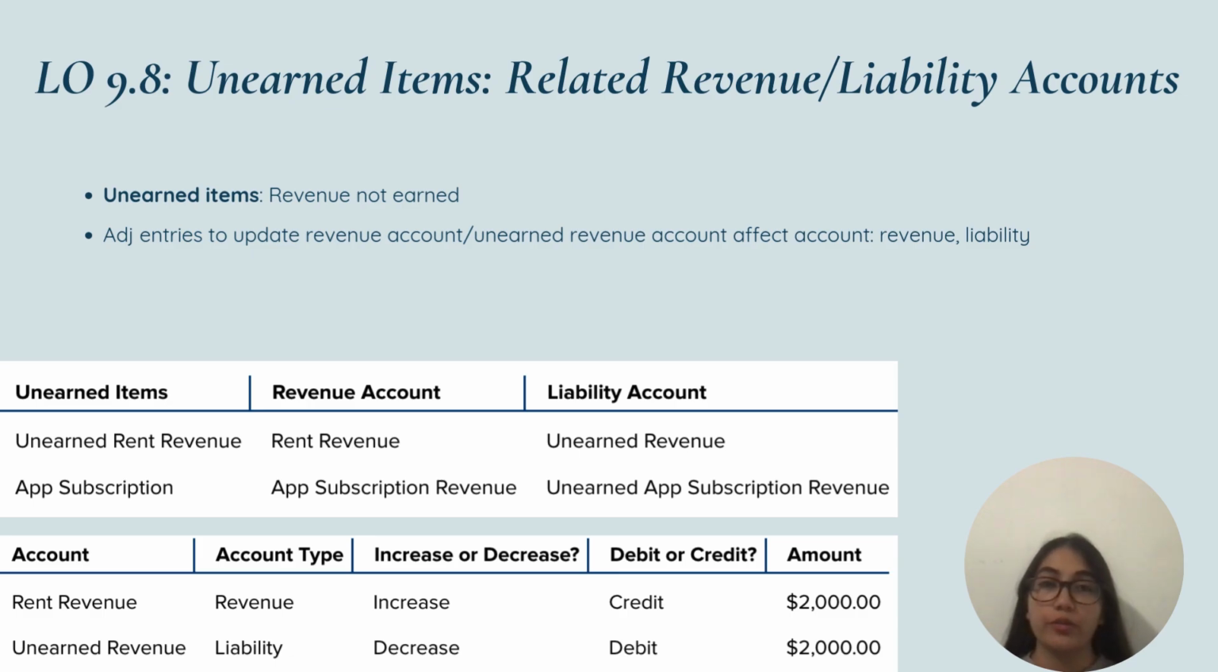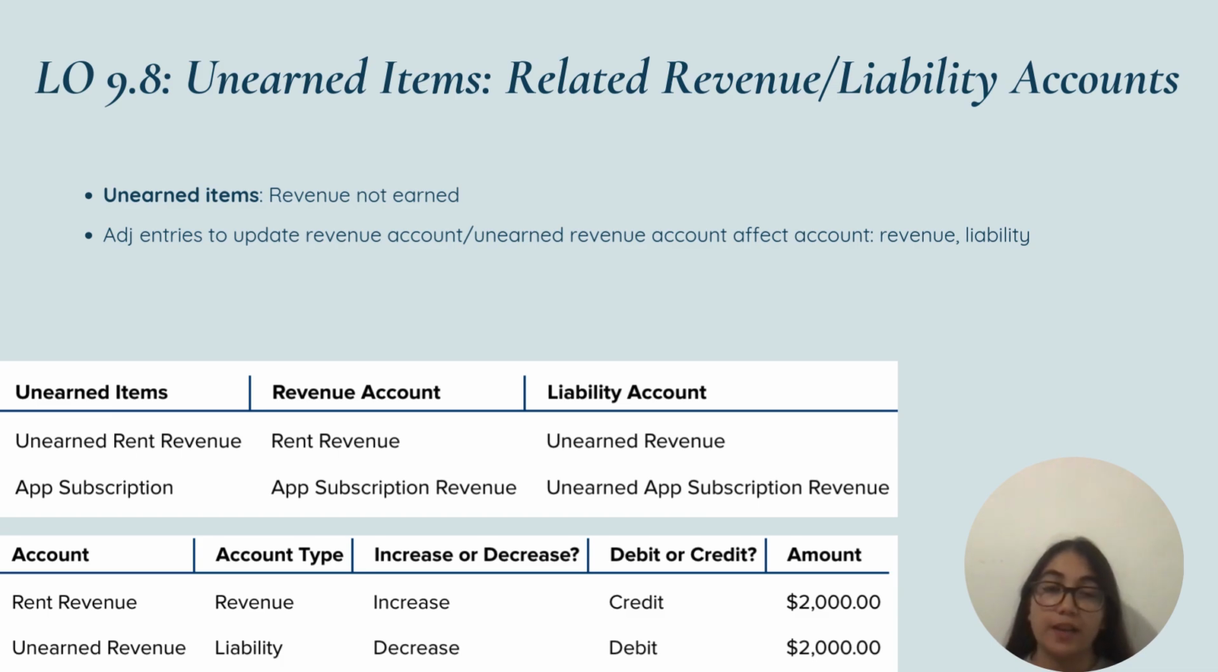Unearned items are revenue not earned. When a customer pays in advance and they receive the service, the business is obligated to provide the service or return the customer's money. An adjustment may be needed to update the revenue account and the unearned revenue account. These adjusting entries usually affect a revenue account and a liability account. An example of this can be seen with unearned rent revenue affecting the income of rent revenue and unearned revenue, while another unearned item, app subscription, would affect app subscription revenue and unearned app subscription revenue.